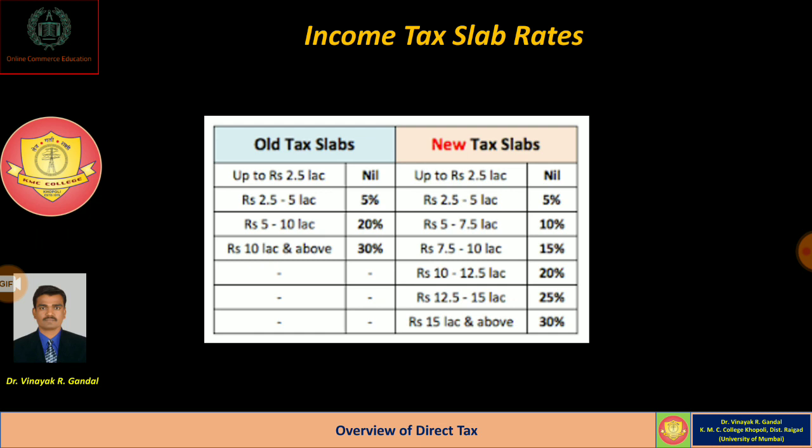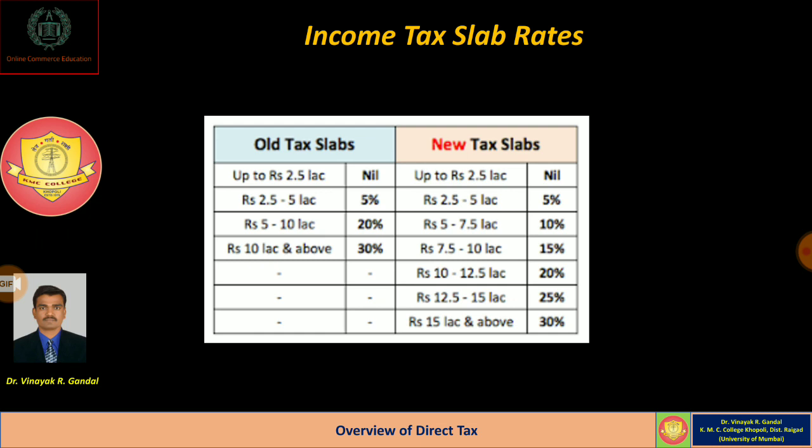And the new tax slab rate for the assessee: in this case the maximum exemption limit is rupees 2 lakhs 50,000, meaning there will be no tax if the income is up to rupees 2 lakhs 50,000. And if income exceeds rupees 2 lakhs 50,000, then there will be income tax. So from 2 lakhs 50,000 to 5 lakhs, 5% tax is to be charged.